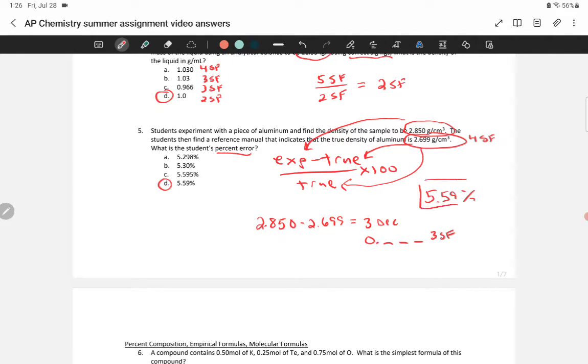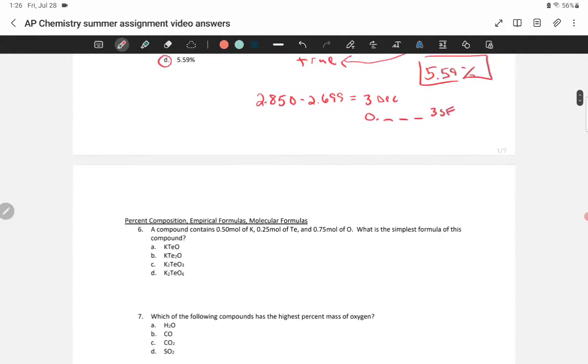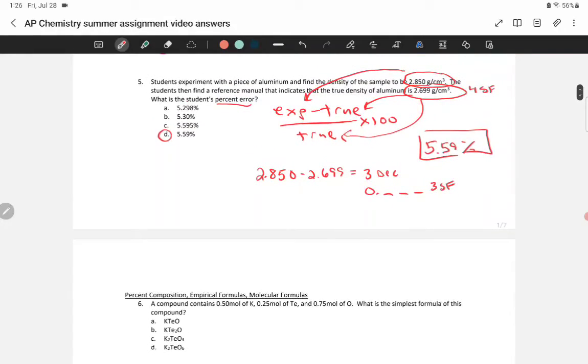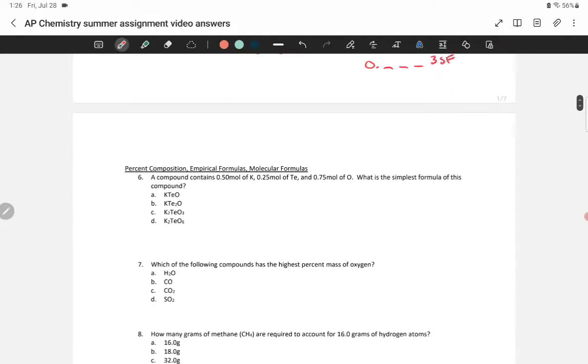And I had already calculated it was 5.59. So again, subtraction and addition, it's the least number of decimal places. And then multiplication division, it's the least number of significant figures.